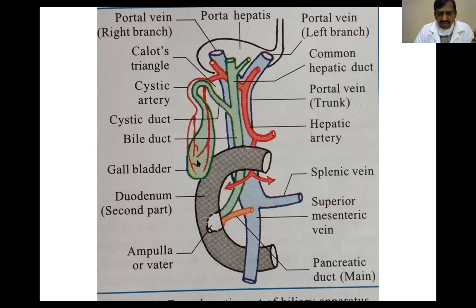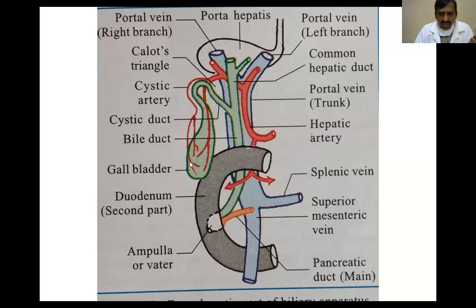Here, the gallbladder has different parts. This part is called the fundus of the gallbladder. This part is called the body of the gallbladder. This is called the neck of the gallbladder. The neck is S shaped. Then it continues as the cystic duct. These are all the different parts of the gallbladder: fundus, body, neck, and cystic duct.